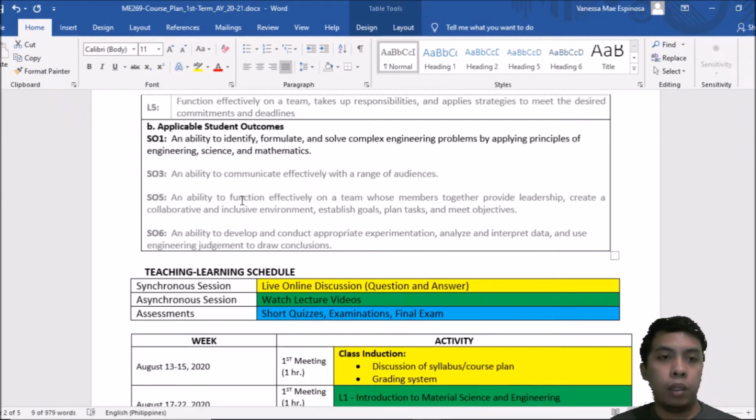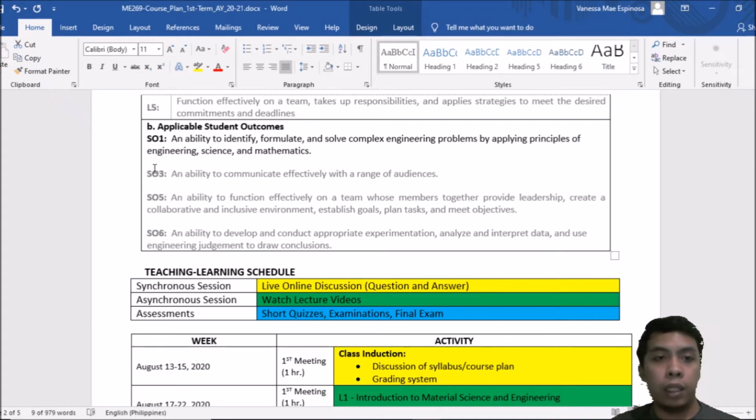So here are the SOs included in our subject. First, SO1, the ability to identify, formulate, and solve complex engineering problems by applying principles of engineering, science, and mathematics. So for our lecture part, dito tayo magko-focus sa SO1 lang. And the remaining SOs, SO3, SO5, and SO6 will be included in your laboratory.